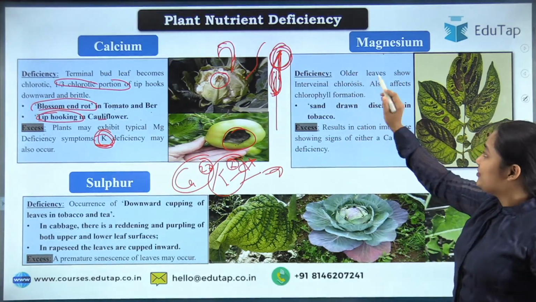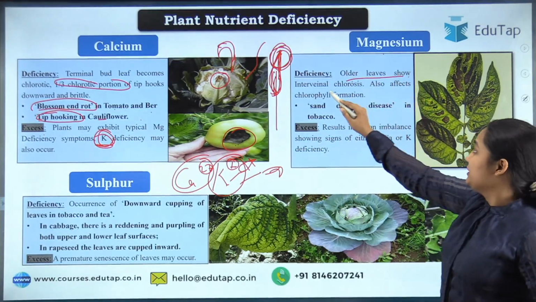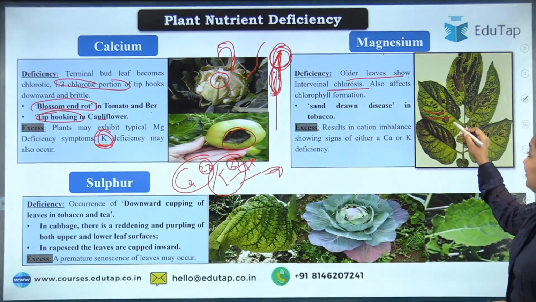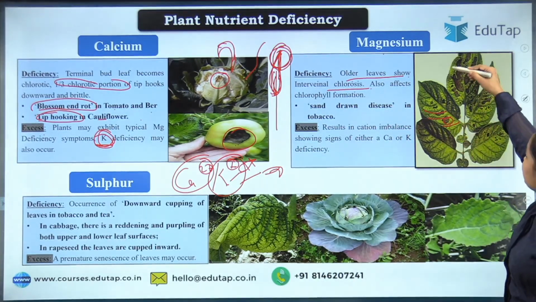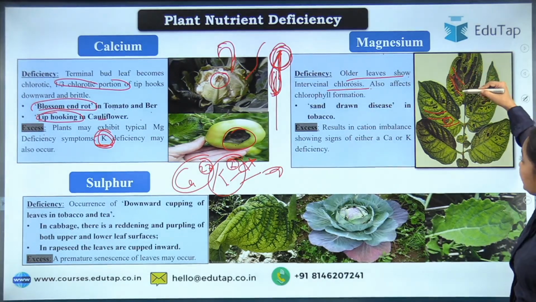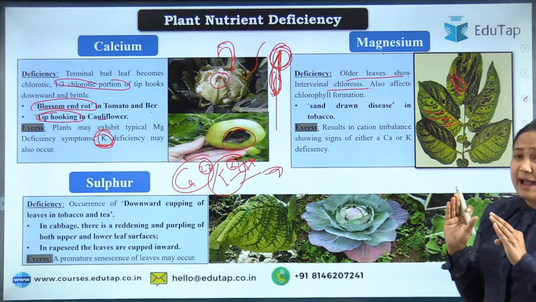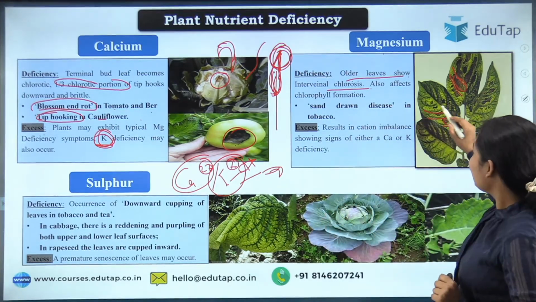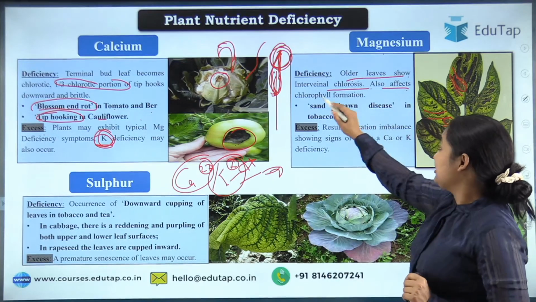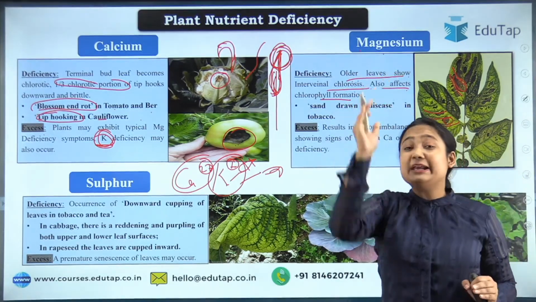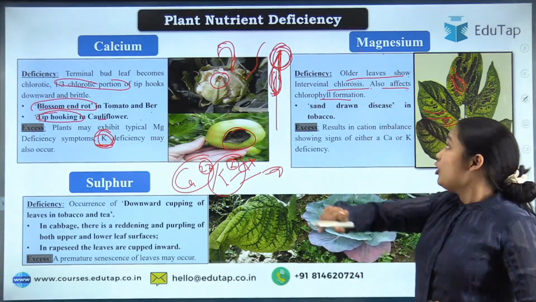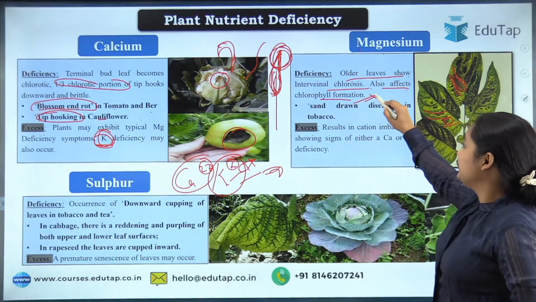Again, first of all we will talk about deficiency. Older leaves show interveinal chlorosis. What is interveinal chlorosis? See, these are your veins, and in between these veins, chlorosis will happen. It will become dry, it will become yellow. Magnesium is again very important for your chlorophyll. So if magnesium deficiency is there, no way your chlorophyll formation can be good.